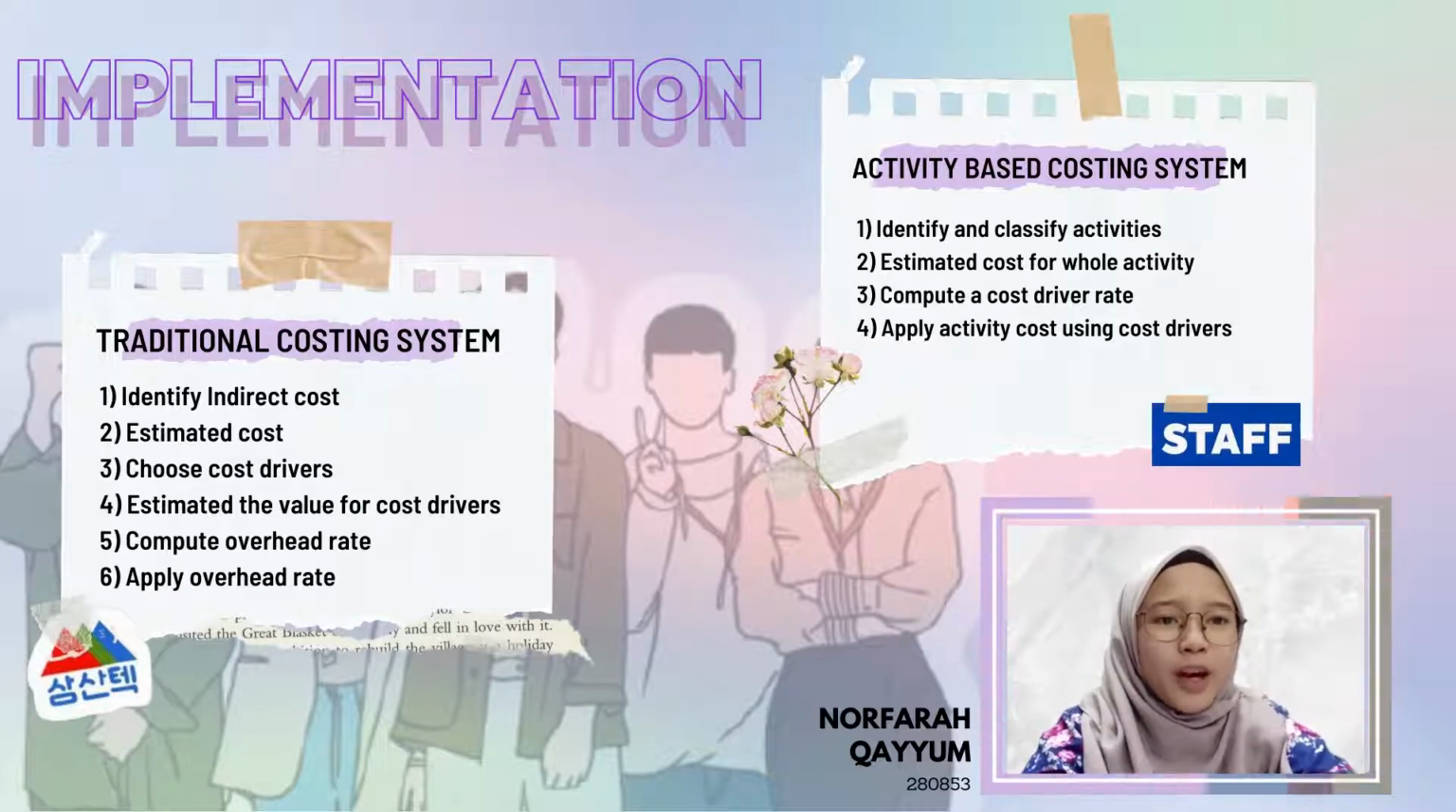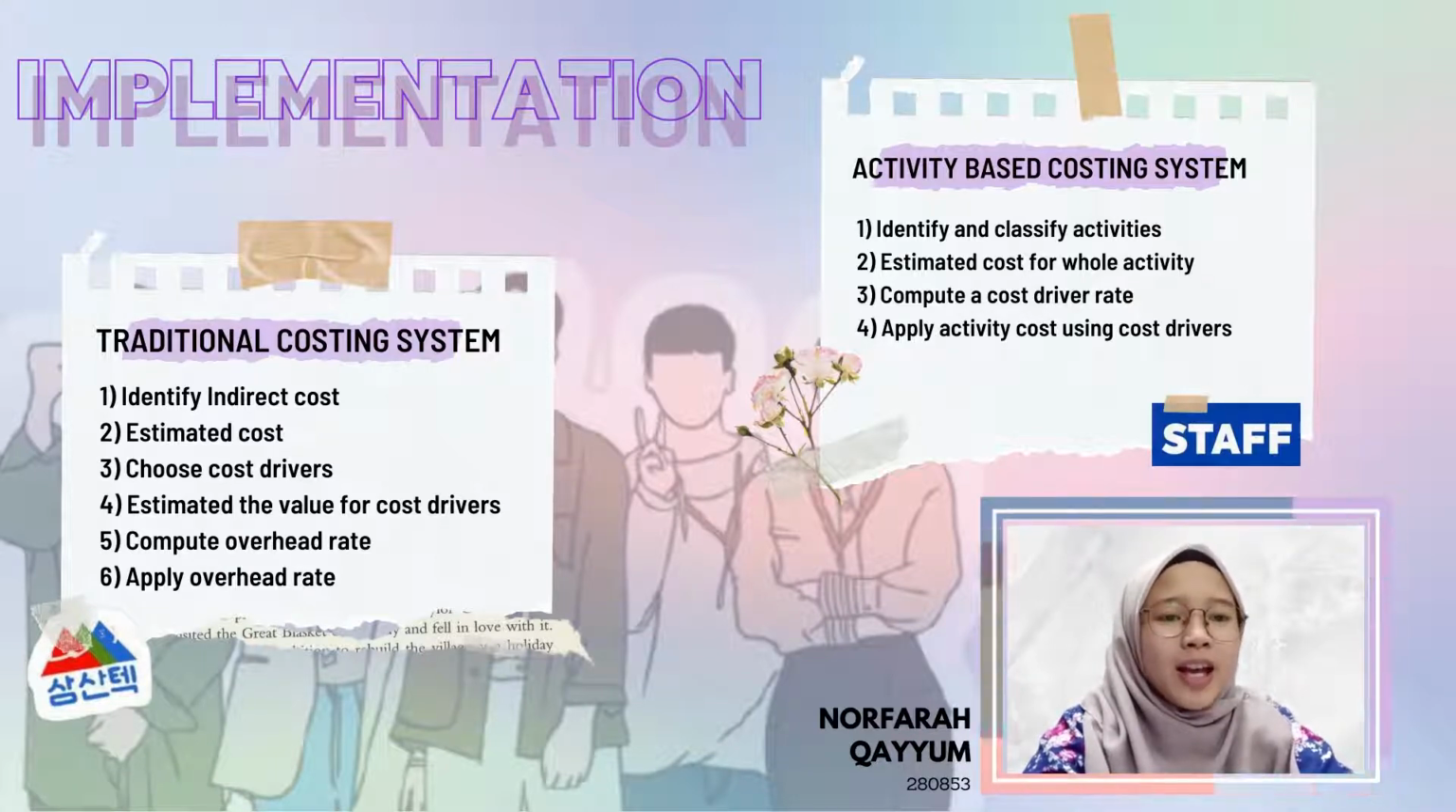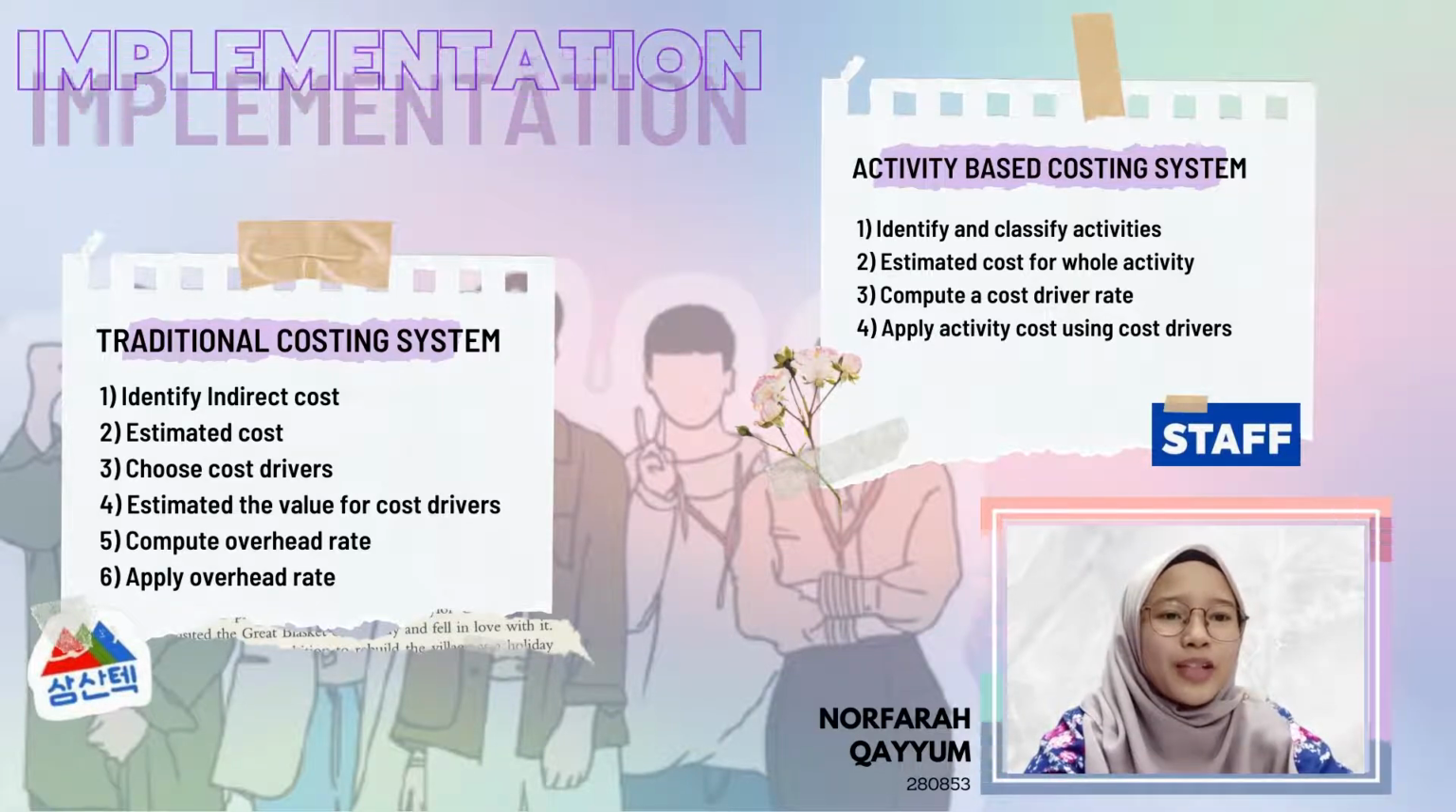A solution to the problem of high implementation cost is using a time-driven cost driver that captures the practical capacity of resources. ABC has been shown to provide more accurate and transparent cost allocations.